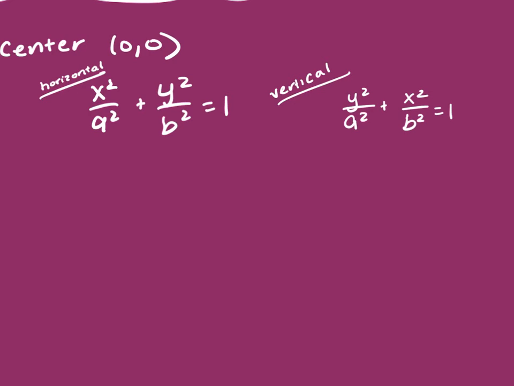Now the order is not what's important here, remember. It's what the larger denominator is. So if the larger number is under the x, it's horizontal. If the larger number is under the y, it's vertical.